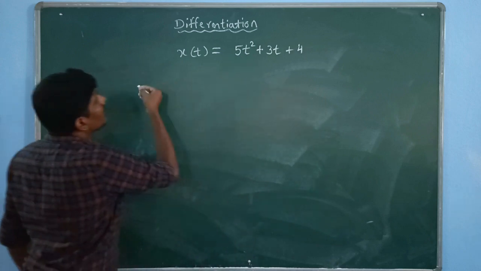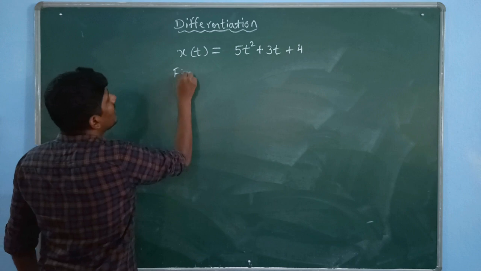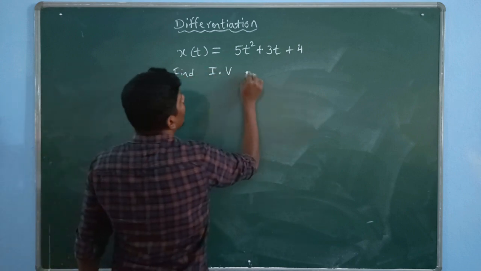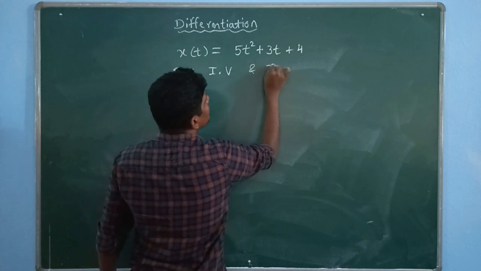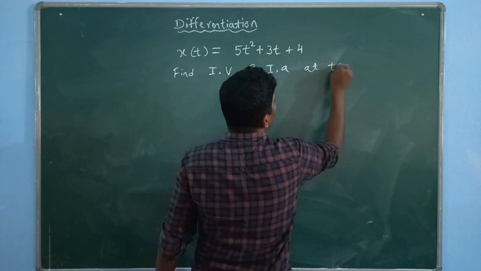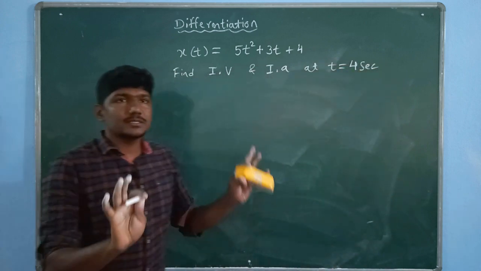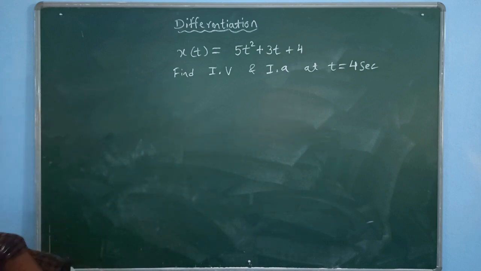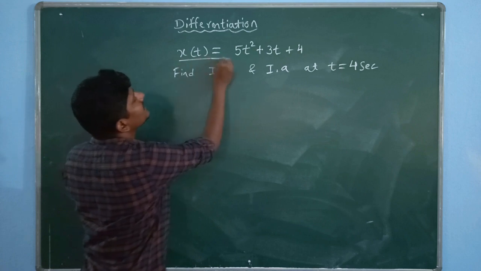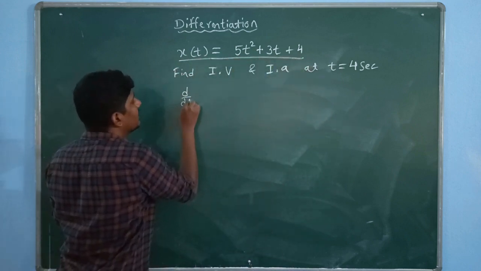What is the question now? This is the given function. You need to find instantaneous velocity and instantaneous acceleration at t equals 4 seconds. This is a simple problem. What is the first step now? First step is to differentiate this once. Let's do it. d by dt.